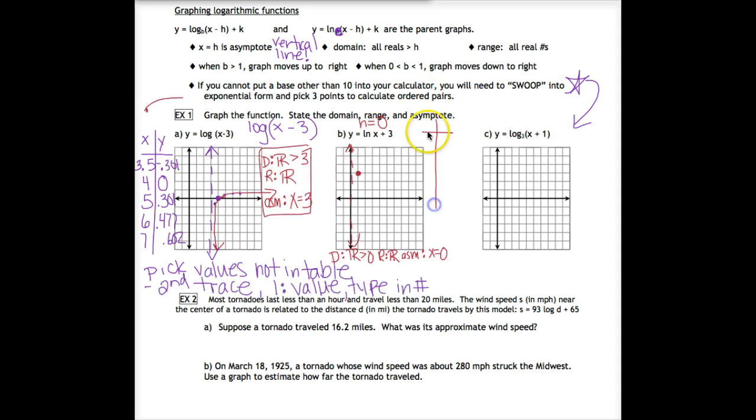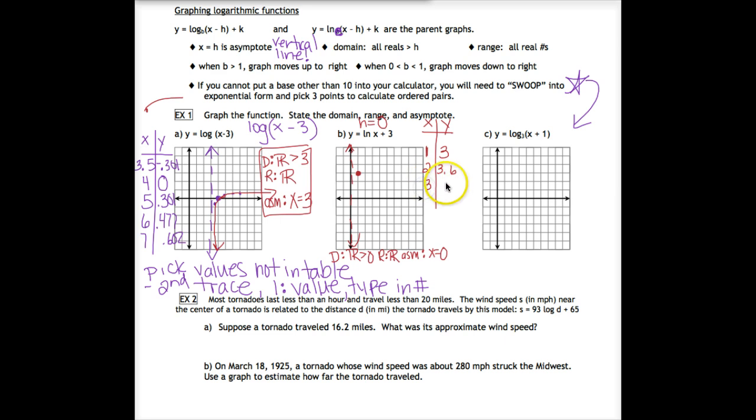So, again, I can't pick anything that's 0 or smaller. So I leave a space, but I start at 1, and hopefully I get 3. Again, you can look at the chart to help you come up with these values, or you can actually press in natural log of 1, close the parentheses first, and then do plus 3, and that's going to give you 3. At 2, I get 3.6.